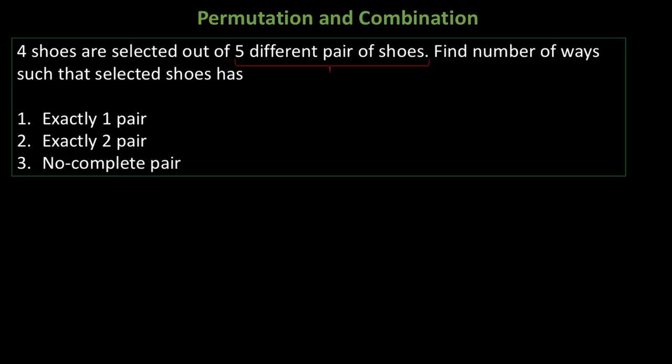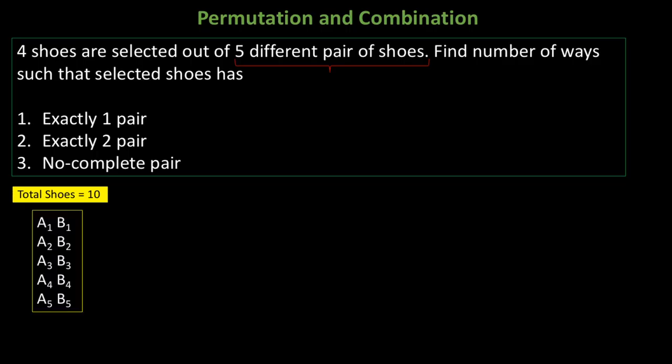So 5 different pairs of shoes is basically a total of 10 shoes, and we need to pick 4 shoes out of that. Just for ease of understanding, let's take examples of these shoes. Let's say we have A1, B1, A2, B2, A3, B3, A4, B4, and A5, B5 as 5 pairs, where all A's are left foot shoes and all B's are right foot shoes. So A1, B1 represents the first pair where A1 is the left foot shoe and B1 is the right foot shoe, and so on and so forth.